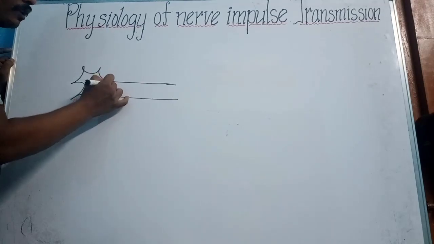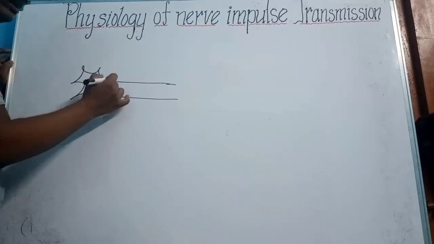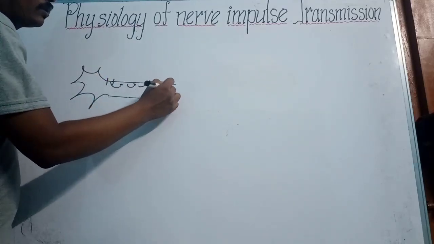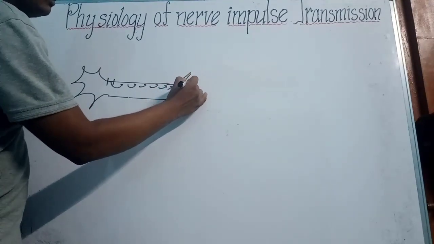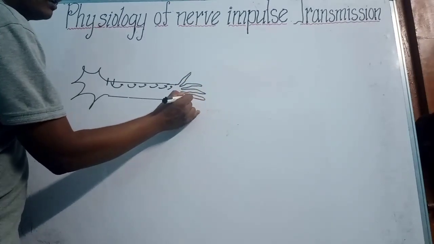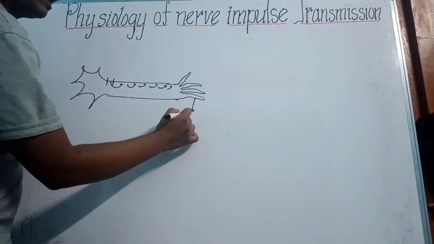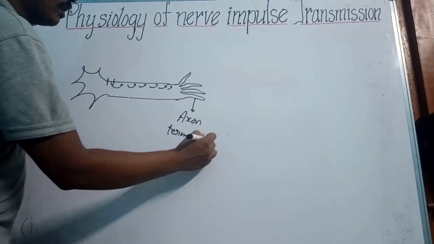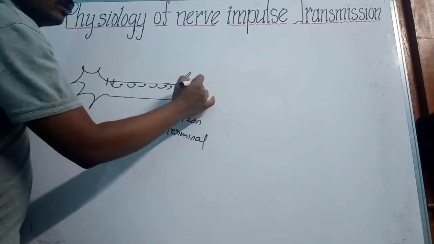From here at the axon hillock region, we said there will be the setting of the depolarization wave, and the depolarization wave will pass all along this nerve fiber. But this depolarization wave will reach the edge of the neuron, which is called the axon terminal. So this is reaching the last part of the neuron, called the axon terminal.